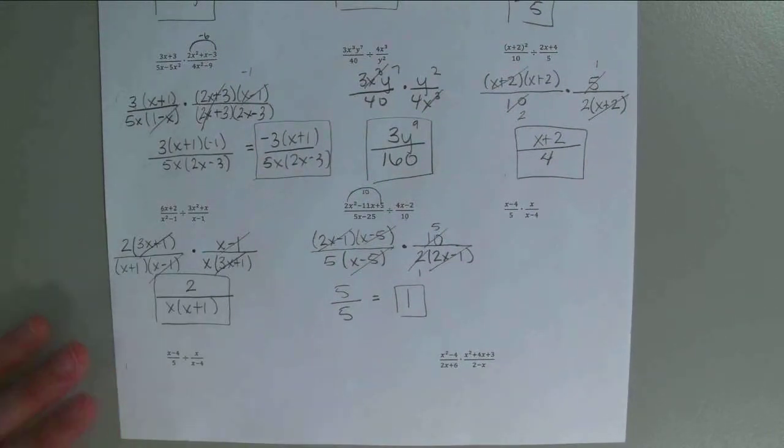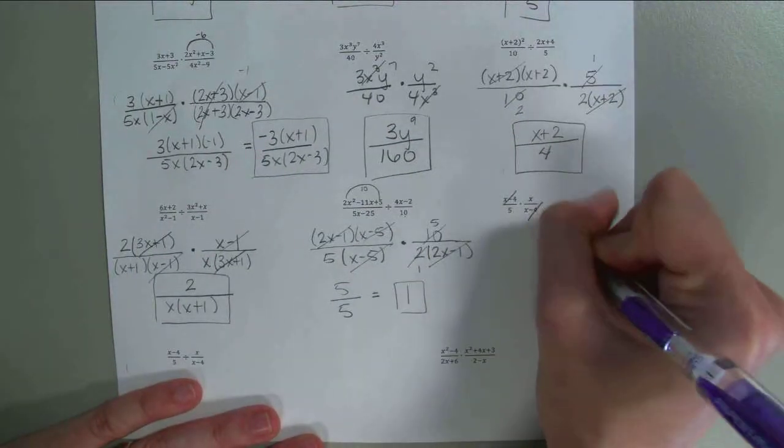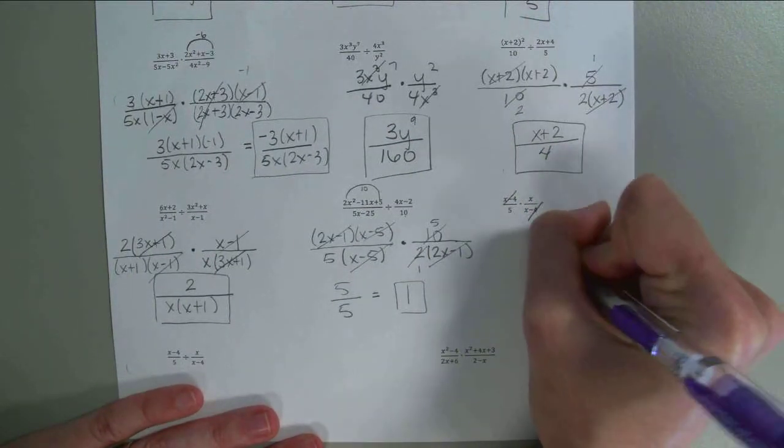So we do all these hard ones, and then we get to this guy who's not bad at all. It's multiplication, so we don't need to flip anything. Everything's already kind of factored. What's going to happen on this one? It's just going to be x over 5. Why? Because the x minus 4s are going to cancel. And what remains on top is x. What remains on the bottom is 5.